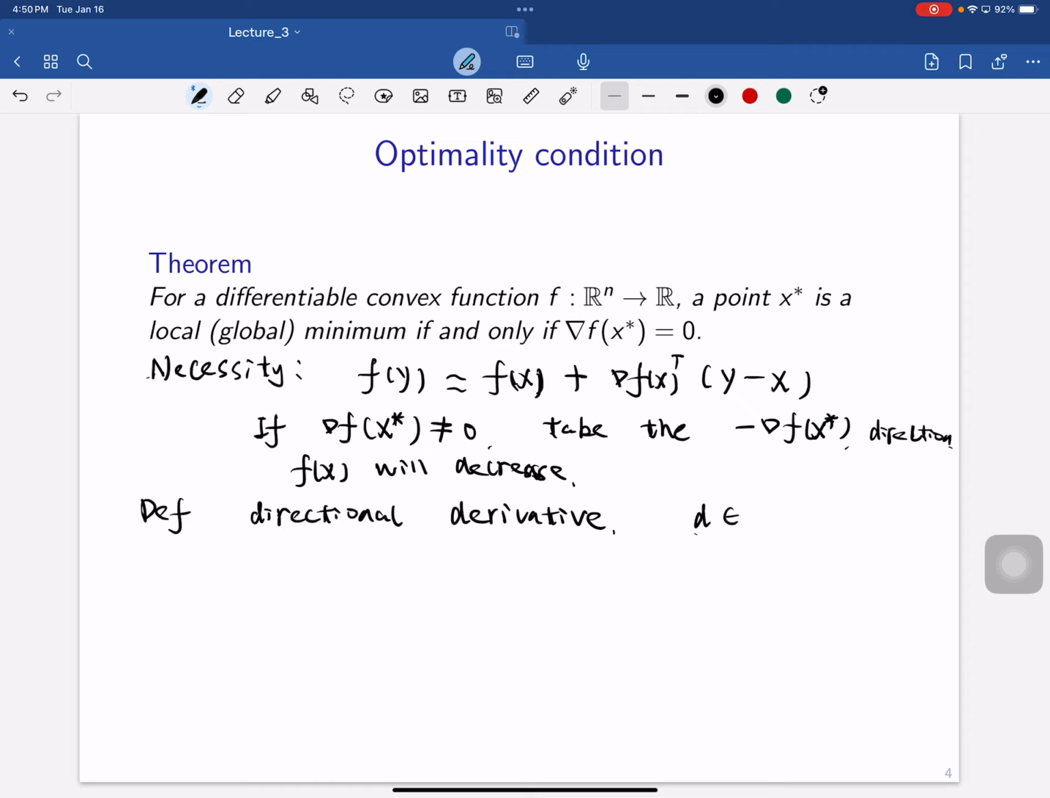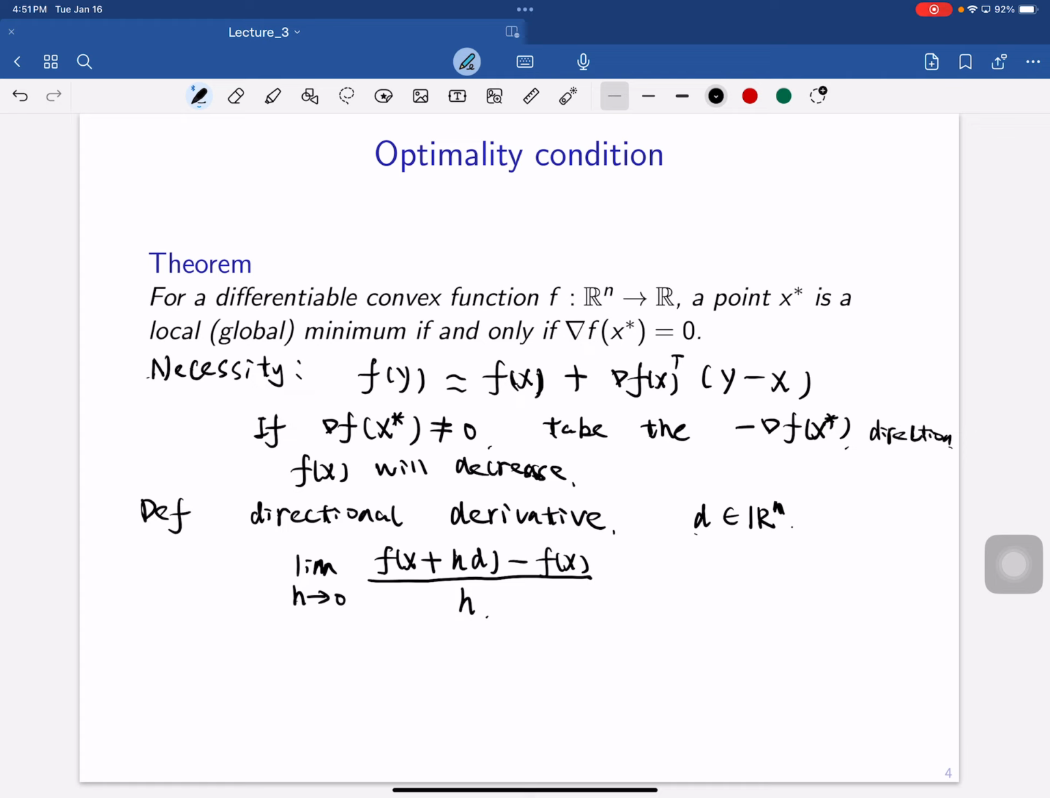Let's call it d in R^n. Then the directional derivative in the direction d would be: you take the limit, let's say h is a small scalar, h goes to 0, of (f(x plus h times d) minus f(x)) divided by h. It's more like you want to perturb x a little bit towards direction d, and then how will f(x) change? That's the directional derivative with respect to direction d.